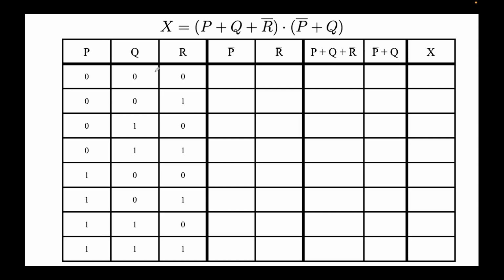Okay, and as I told you, a list of all possible combinations of inputs. So there are three inputs. How many rows are possible? 2 raised to the power 3. So 8 rows.